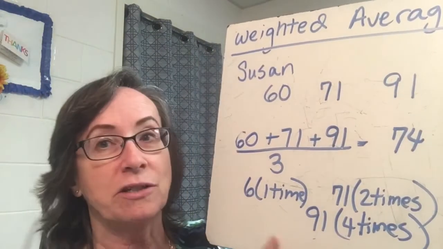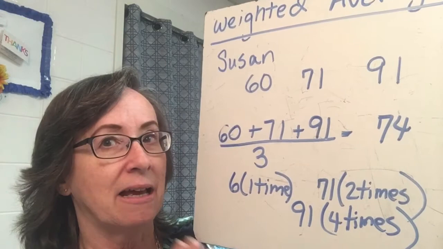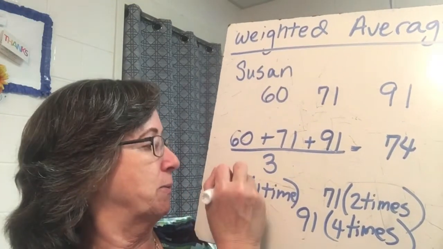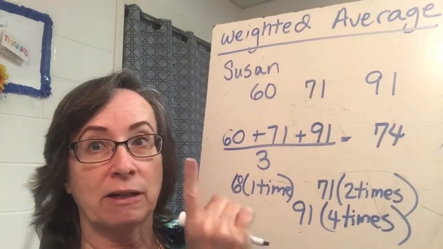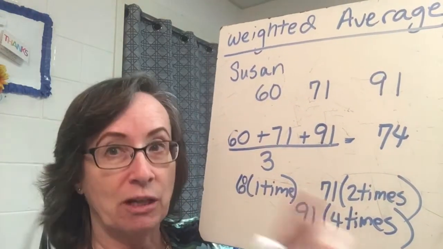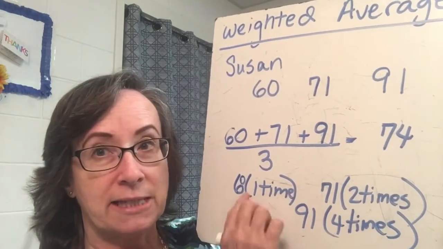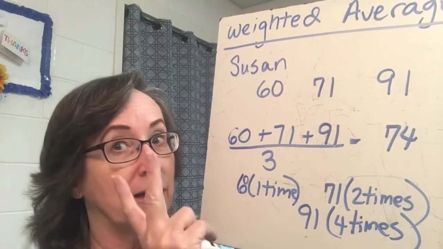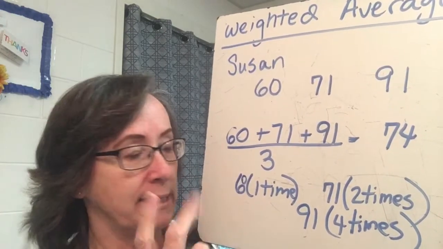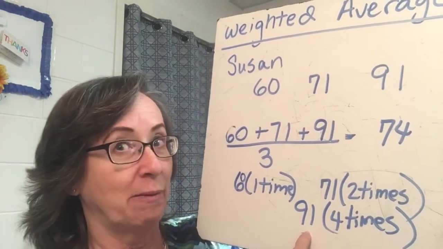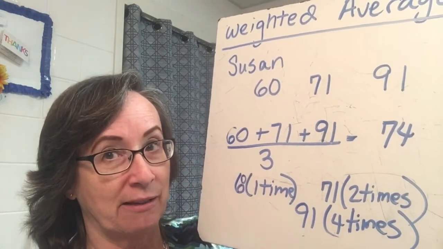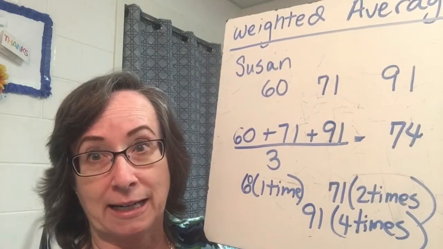So what the teacher decided to do was weight the tests. She decided to count the first test, which was a 60, only one time in the grade. But then she decided the 71, since it included both those tests on it, would be twice what this one was. She would count it twice. And the last test that she made a 91 on was counted 4 times in the grade. So it was almost like a final exam, wasn't it?